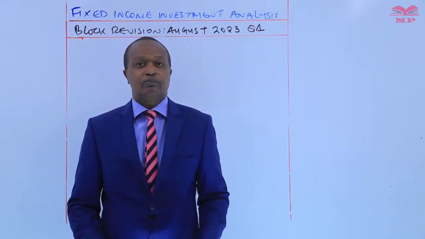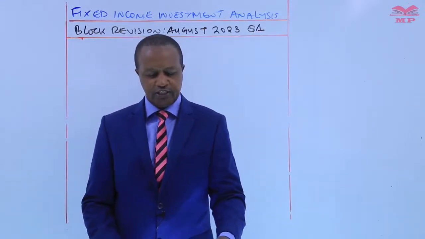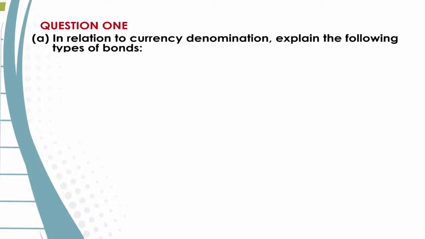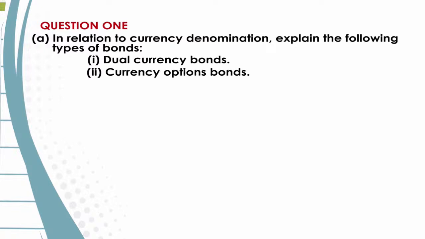Today we answer question number 1 from the August 2023 paper. Question 1 is in 3 parts, A, B, and C. Part A reads, in relation to currency denomination, explain the following types of bonds. 1, dual currency bonds, 2 marks. 2, currency option bonds, 2 marks. That is the question.